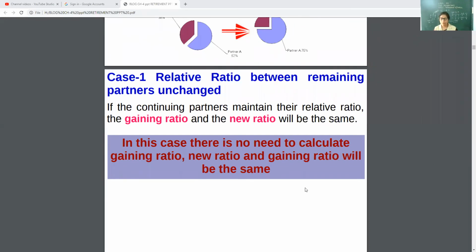See case 1. Relative ratio between remaining partners unchanged. If the continuing partners maintain their relative ratio, the gaining ratio and the new ratio will be the same. This question may come in MCQ or fill in the blank. In this case, there is no need to calculate the gaining ratio, because the new ratio and gaining ratio will be the same.